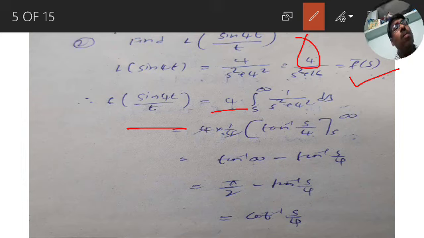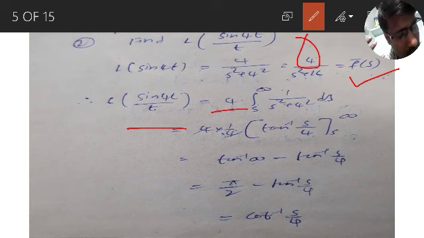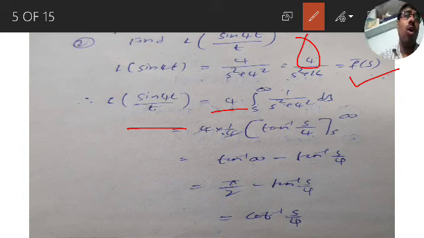Whenever a constant multiple of a function is there, we can take the constant outside of integration, outside of differentiation, and outside of Laplace transform. In every concept the rule is the same. So here the constant 4 is outside of the integration from s to infinity of 1 by s square plus 4 square ds.